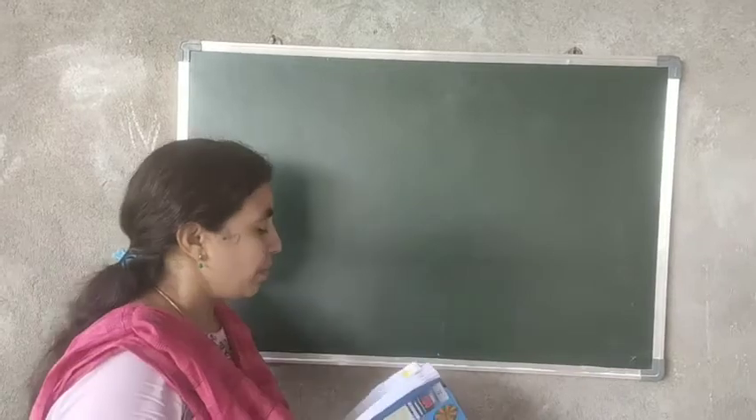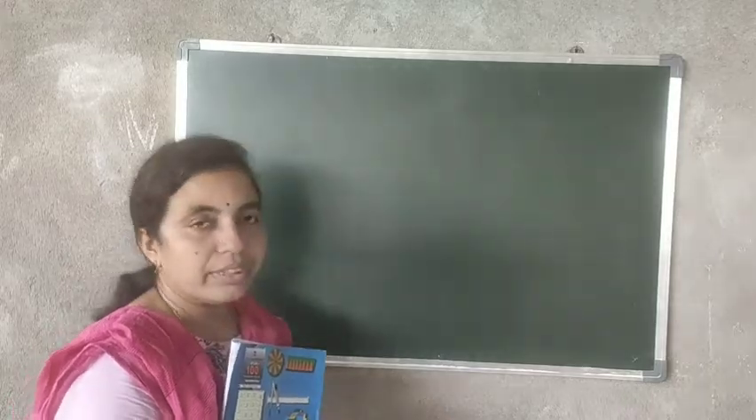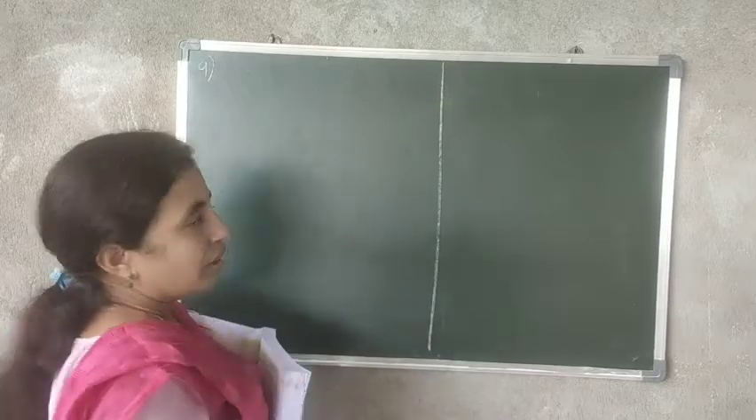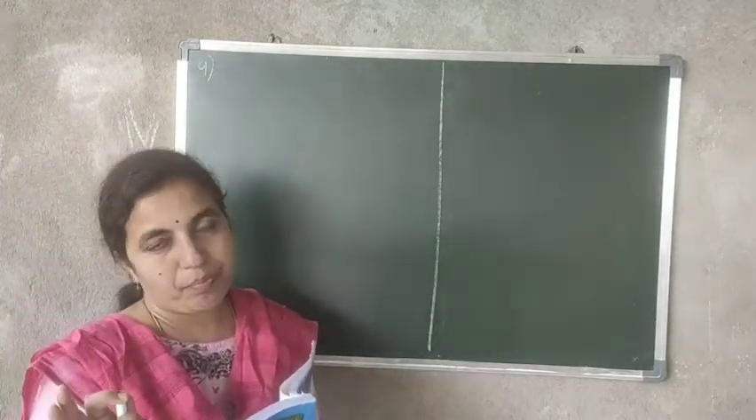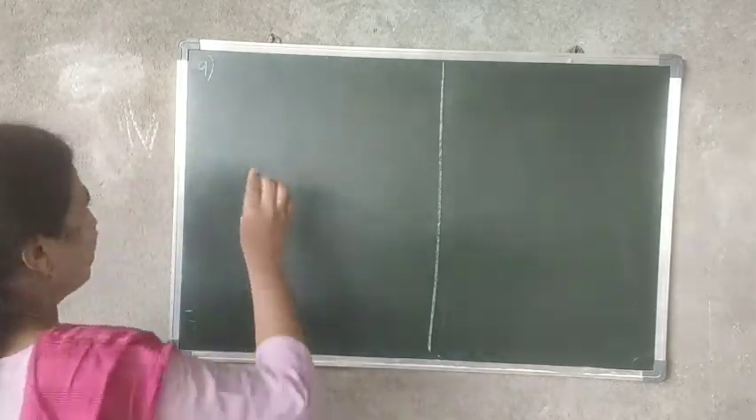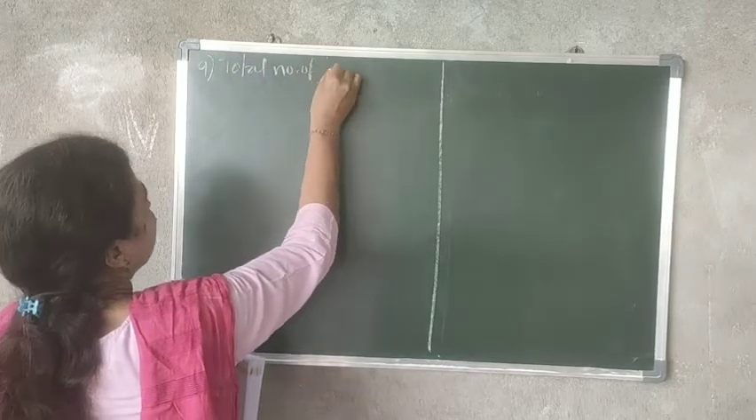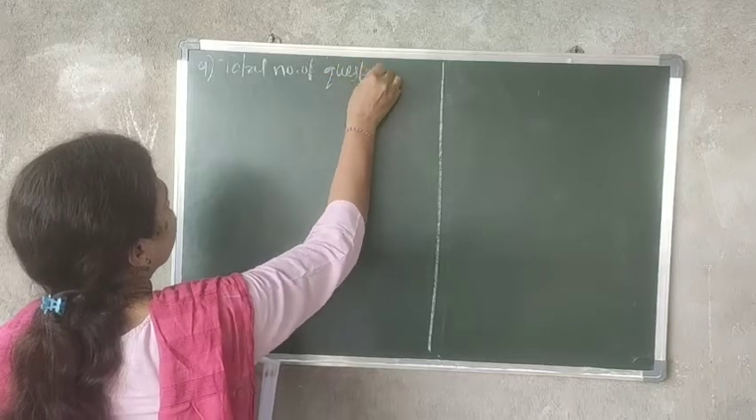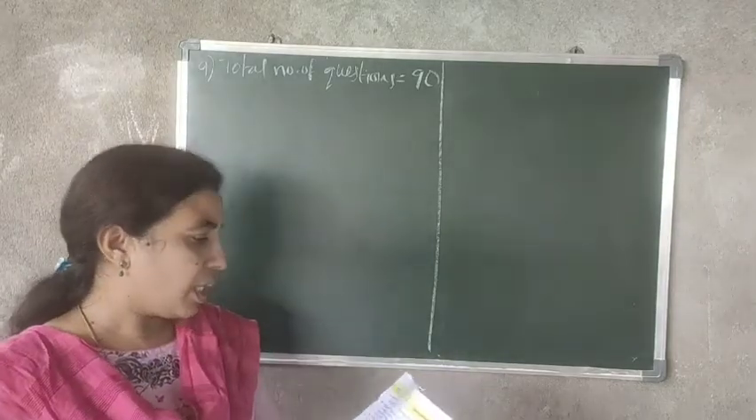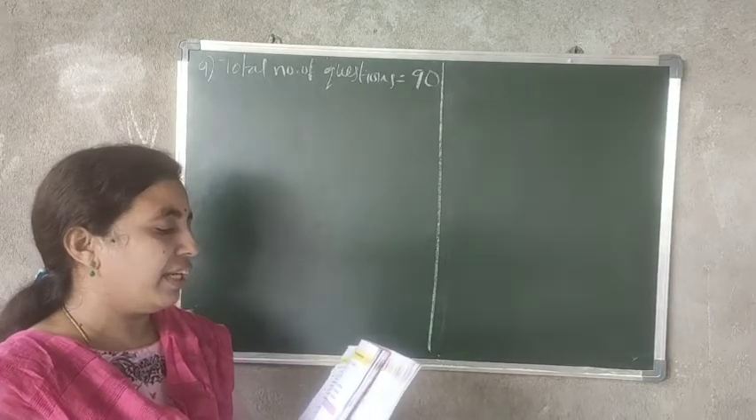So what is given in the 9th example? There are 90 multiple choice questions in a test. So statement-wise I'll write first what is given. In a school they have conducted a test. How many questions are there in that test? It was given as 90 questions. Total number of questions is equal to 90. 2 marks are awarded for every correct answer and 1 mark is deducted for every wrong answer.